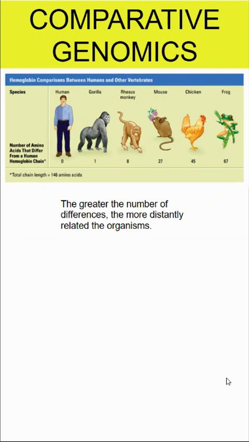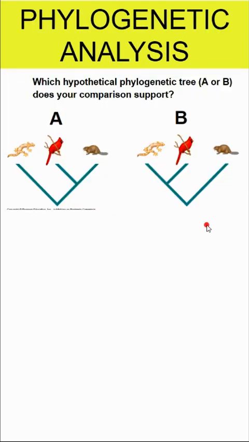So as we keep going, we can use these sequences to do comparative genomics, not just functional genomics, to see the relationship between species. So in this case, it's looking at human hemoglobin and comparing it to other vertebrates to see how many differences there are. So the greater number of differences, the more distantly related the organisms are through phylogeny.